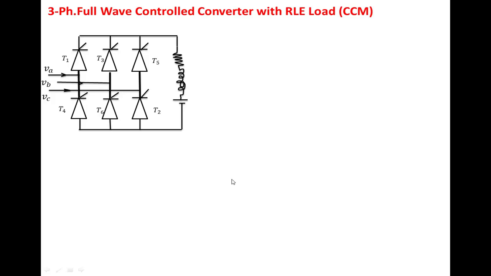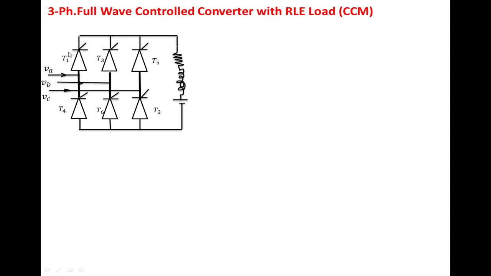In this class, we are going to discuss the three-phase full-wave controlled rectifier with RLE load, continuous load current. This is the circuit diagram, which consists of 6 SCRs. T1, T3, T5 are nothing but the positive group of SCRs, another name is the odd group of SCRs. T2, T4, T6 are nothing but the negative group of SCRs, or the even group of SCRs.